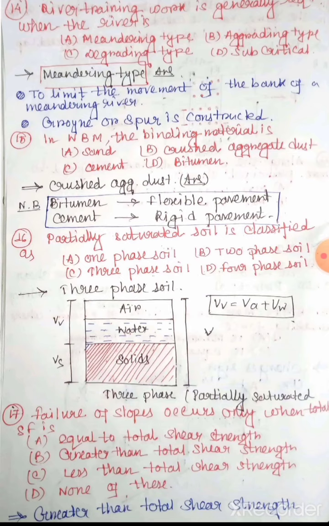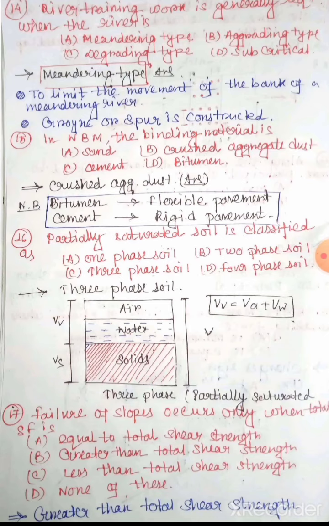Next question. In a waterbound macadam, the binding material is sand, crushed aggregate dust, cement, bitumen. The answer for this question is crushed aggregate dust. Bitumen is used as a binding material in flexible pavement, and cement is used as a binding material in rigid pavement.